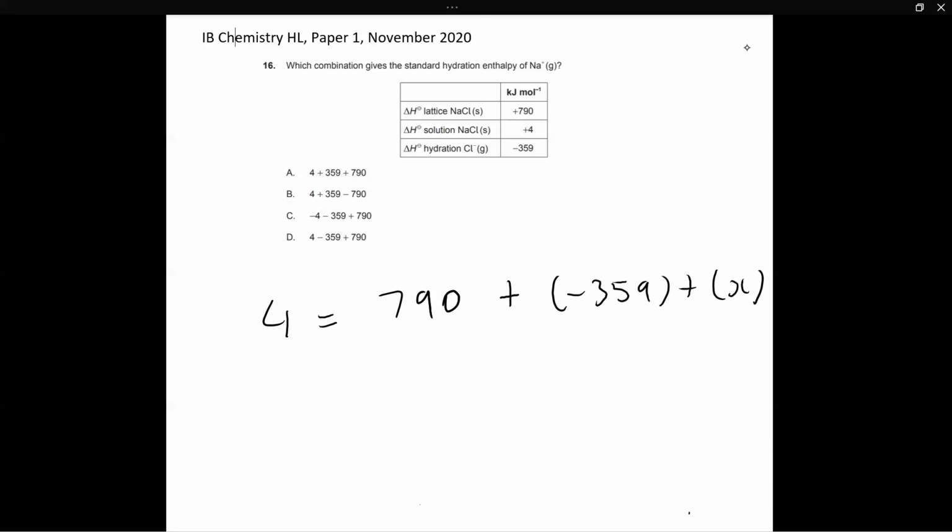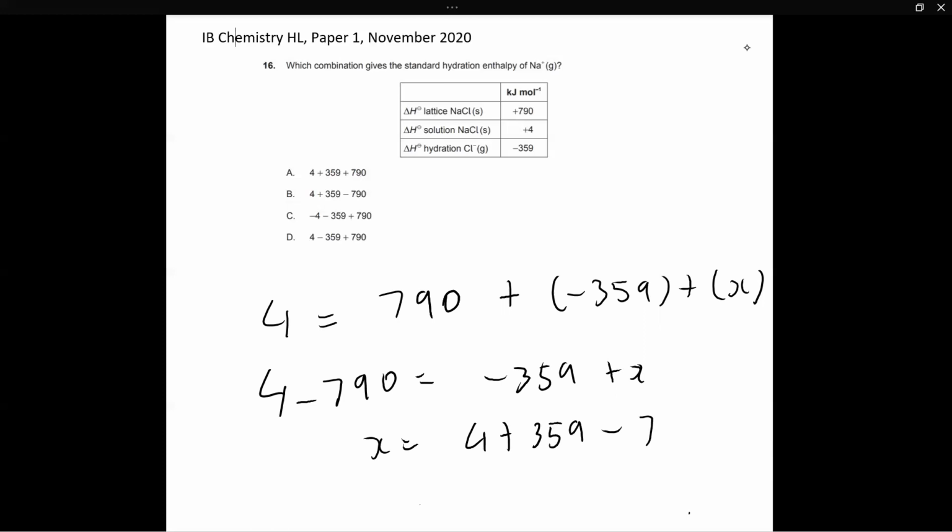Now let's just rearrange this equation to see what X is equal to. So basically this is 4 minus 790 is equal to negative 359 plus X. So X is equal to 4 plus 359 minus 790. Now, which of our answers matches this? And that's right, the answer is B. This is the correct answer.